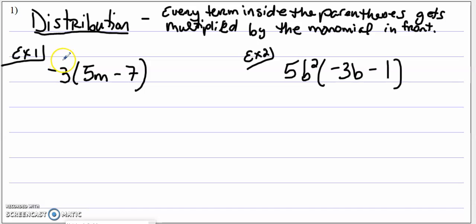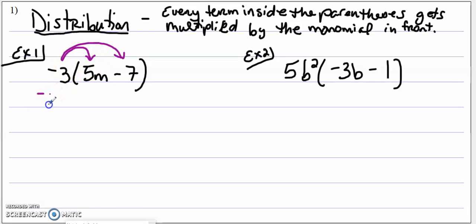So what this is saying is that the -3 in front here gets multiplied times the 5m and times the -7. Okay, so times both of those. So we're just, like I said, doing multiple multiplications. So the -3, don't forget your signs. If you want to, you can say this is a negative times a positive, so it's going to be negative first. Write it down so you don't forget.